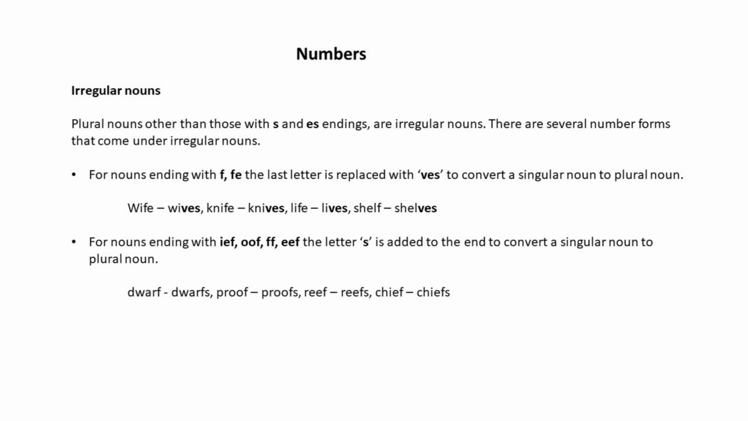The next one is for nouns ending with the letters ief, oof, ff or eef, the letter s is added to the end of the word to convert into its plural form. So if I say the word dwarf, in this case the plural form will be dwarfs because I am adding an s at the end of the noun. Similarly is the case for the words proof, reef and chief. In each of these cases, you add the letter s at the end.